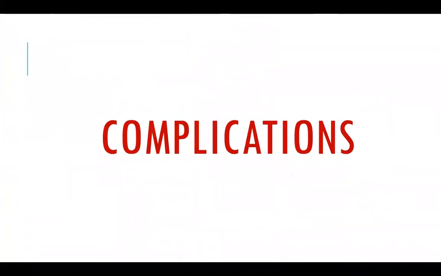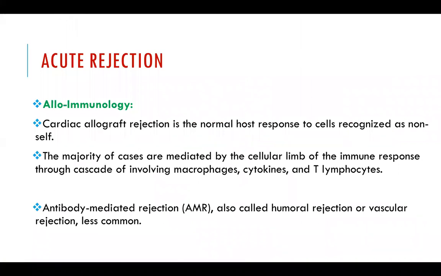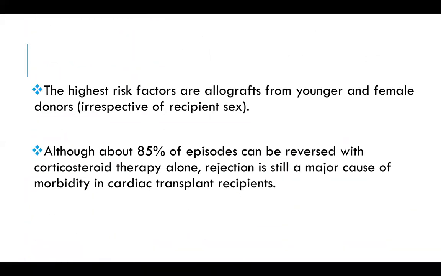So to the complications. Acute rejection, alloimmunology: cardiac allograft rejection is the normal host response to cells recognized as non-self. The majority of cases are mediated by the cellular limb of immune response through a cascade involving macrophages, cytokines, and T lymphocytes. Antibody-mediated rejection, also called humoral rejection or vascular rejection, is less common. The highest risk factors are allografts from younger and female donors, irrespective of recipient sex. Although about 85% of episodes can be reversed with corticosteroid therapy alone, rejection is still a major cause of morbidity in cardiac transplant recipients.